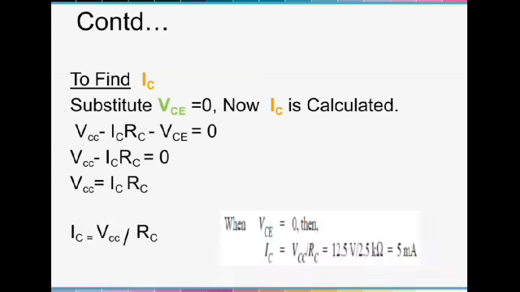Next is to find the value of IC. To find the value of IC, we have to substitute VCE equal to 0 in the equation VCC minus ICRC minus VCE equal to 0. So from this, IC equal to VCC by RC. VCC is the known value 12.5 volts and RC is given in this circuit. So substituting the value of RC, we get IC as 5 milliamps. So now we have two values, VCE equal to 12.5 volts and IC equal to 5 milliamps.